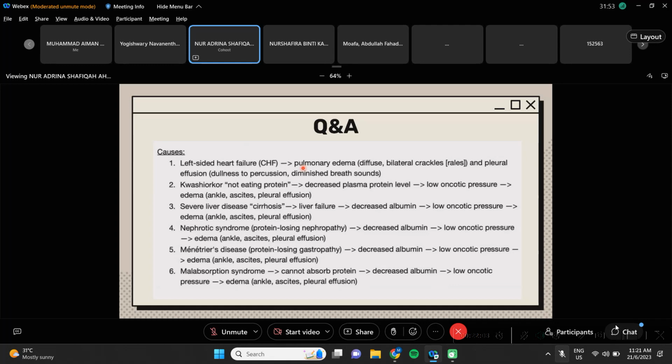All right, so now let's move on to Q&A, just to recall and test your understanding of SAAG. We have the first question. If we have left-sided heart failure, we can then have pulmonary edema, right? From the pulmonary edema, we can have right-sided heart failure as well. From right-sided heart failure, we can develop ascites. So what do you think? Is it transudative or exudative for the first one?